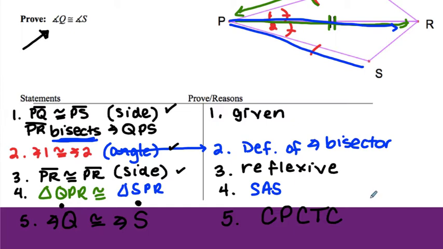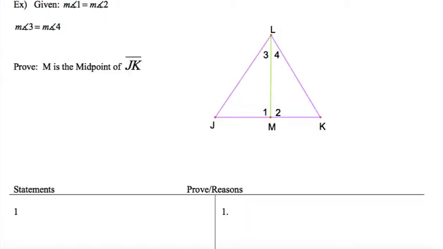Okay, so that's how you use congruent triangles to prove other angles congruent. Now, let's take that one step further. So now we're going to use congruent triangles to prove congruent segments, to actually prove midpoint. This takes two additional steps from the congruent triangle part, so we've got to pay close attention. All right, let's see how we can prove these triangles congruent.